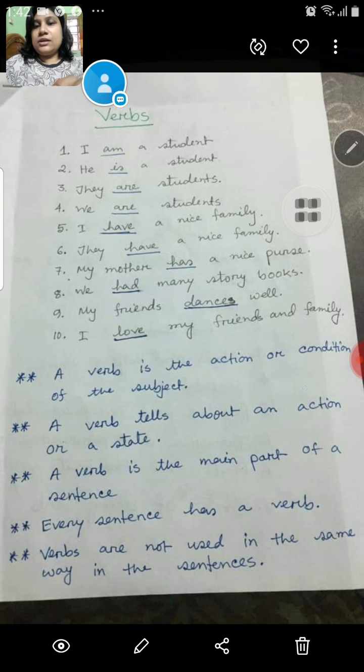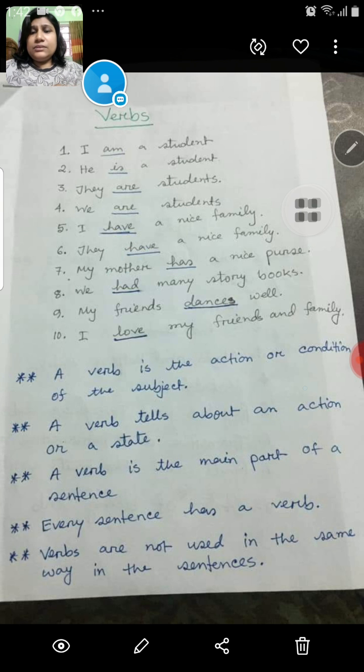Okay, here am, is, are are also in the present time. But here, not present and past, we are talking about the different verbs according to different subjects. So here you can also see that we are students. Here they and we, the subjects are different, but your number is the same, that's why are and are. Then you can see I have a nice family, they have a nice family. I is first person and they is third person plural, so that's why the same verbs here, have and have.